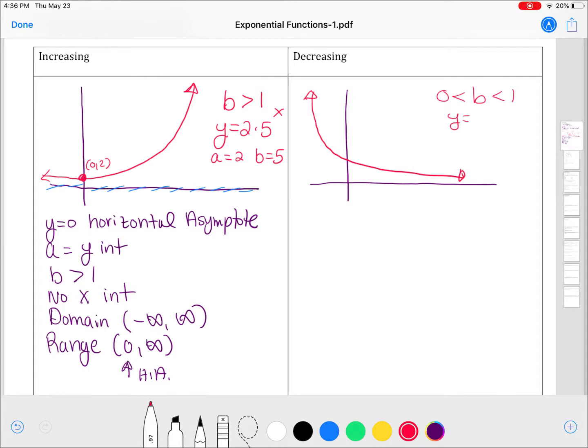For example, let's say 2 times 1/3 to the x. That would be an example. So my a is 2 and my b is 1/3. Again, since my a is 2, I would cross at the point (0, 2) on the y-axis. Unless I do some kind of vertical shifting, I'm going to have a horizontal asymptote at y equals 0.